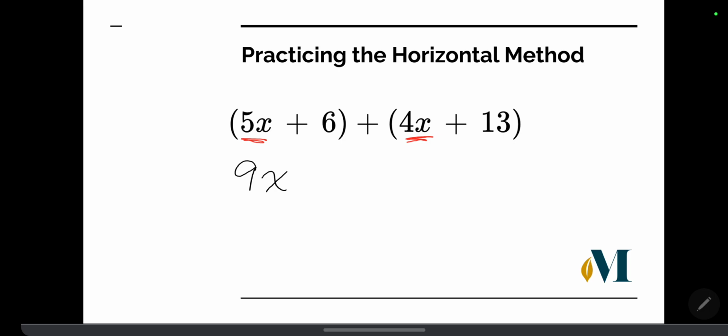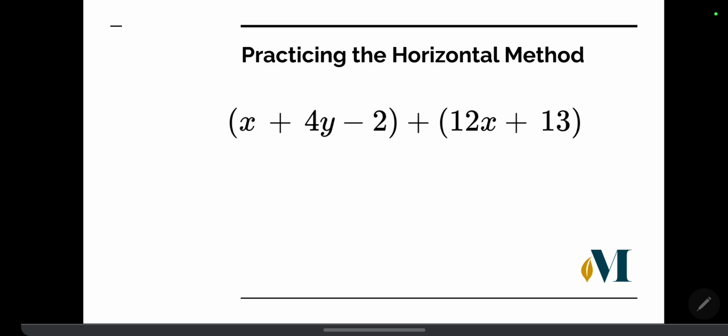Okay? Now let's add these constants. We have a constant of 6 and a constant of 13. So 6 plus 13, we're going to add those two together and get 19. All right, so we added these two binomials by combining the like terms.